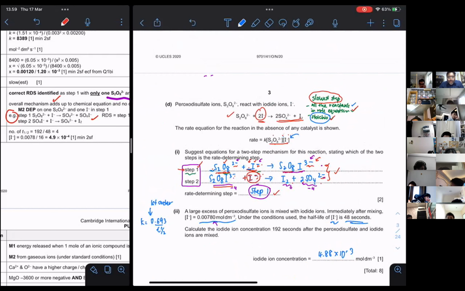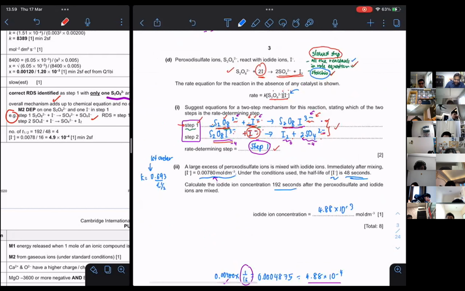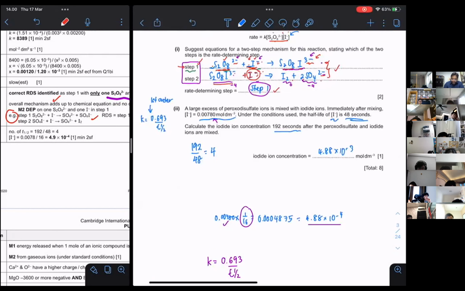Now they ask you to calculate after 192 seconds. So first, you find out how many half-lives that is, 192 seconds. So it's going to be 192 divided by 48. So you will get 4, if you calculate. Now, if you are good in maths, then it's going to be easier. But if you're not good also, you can still draw and then still find out.